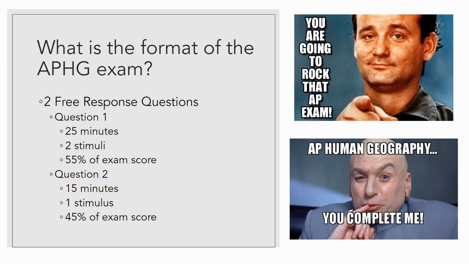So what is the format? Here we go. There are going to be two free response questions. Question number one is going to have two stimuli. It's going to be 25 minutes, but it'll be 55% of the exam score. Question two is going to be 15 minutes. It's going to have one stimulus, and it's going to make up 45% of the exam score.